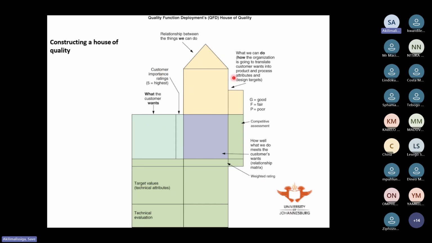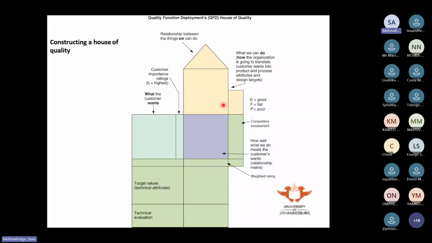So now, what is going to happen here? The reason why we call it a house of quality is that the design looks like a house, whereby you do have the roof and other parts of the house, like the walls and all that. So now on top here, you can see the shape here. This looks like a roof of the house, right?